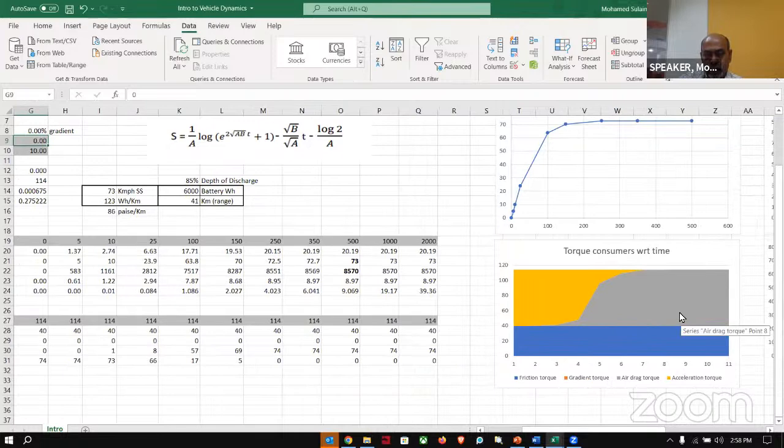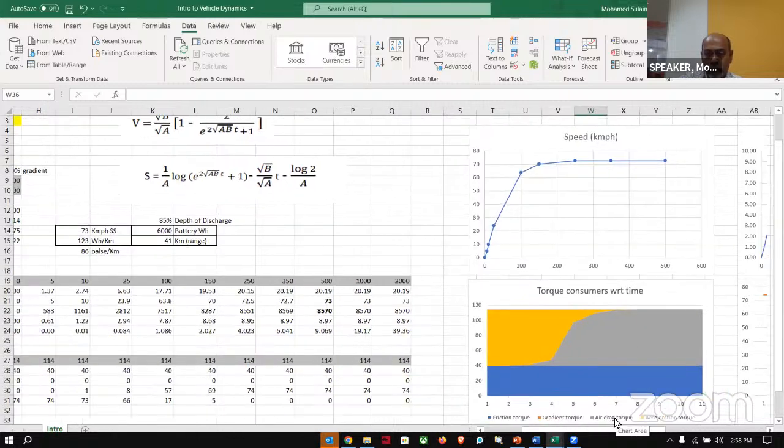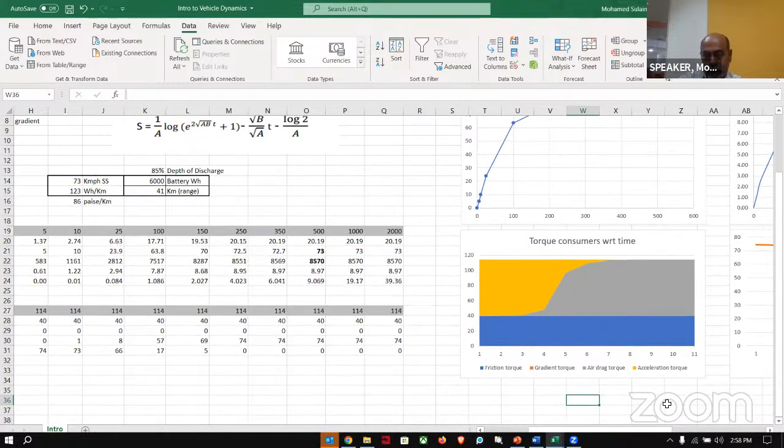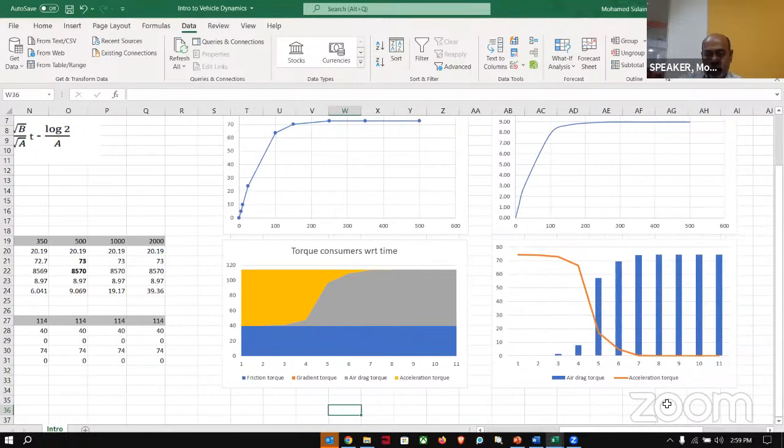And then the gray is the air drag. Air drag is non-existent initially, but as the speed increases, the air drag starts increasing, and very soon it becomes very large. You can see that. And when air drag increases, what is available for acceleration decreases. The air drag encroaches into the acceleration torque. As air drag increases, acceleration torque decreases, and at one point, acceleration becomes zero, which means speed stops increasing. This is how the vehicle moves. And since this interplay between air drag and acceleration is something very interesting, and that is what contributes to the dynamics of how the vehicle moves, it has been highlighted in a little more dramatic way.